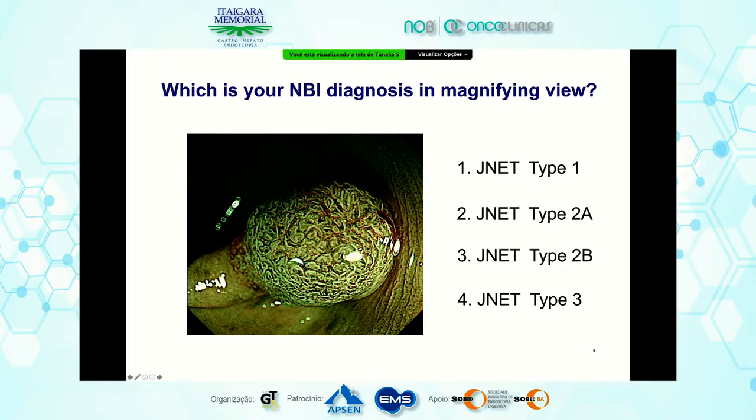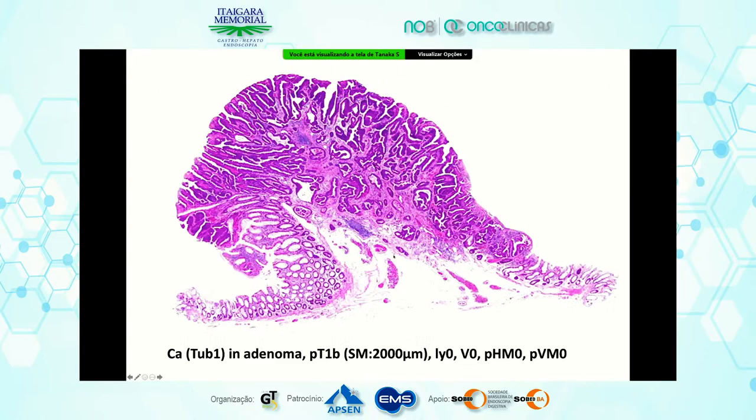Type 2A, half and half. Please see this slide again. The vessel pattern and surface pattern are not regular, completely different from the one I showed previously. This is JNet type 2B. So we conducted EMR. This is SM deep carcinoma.